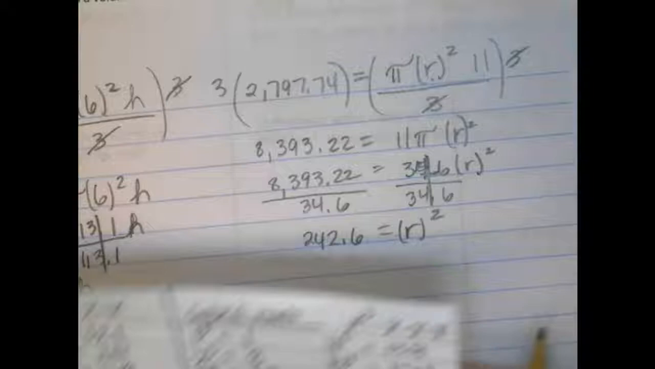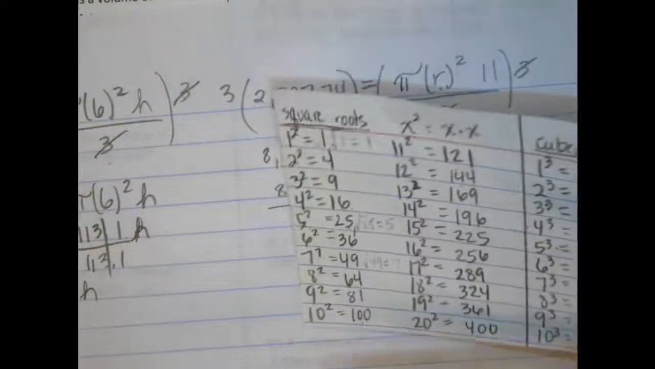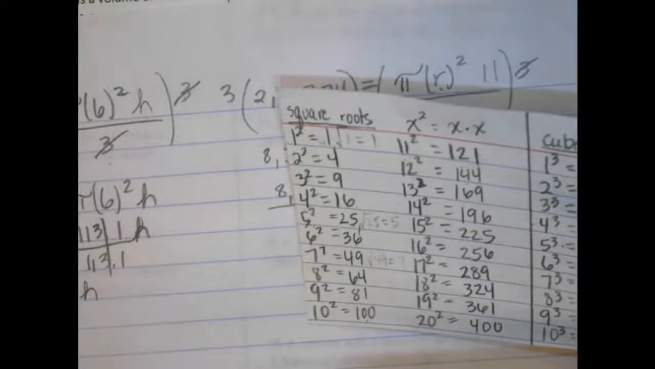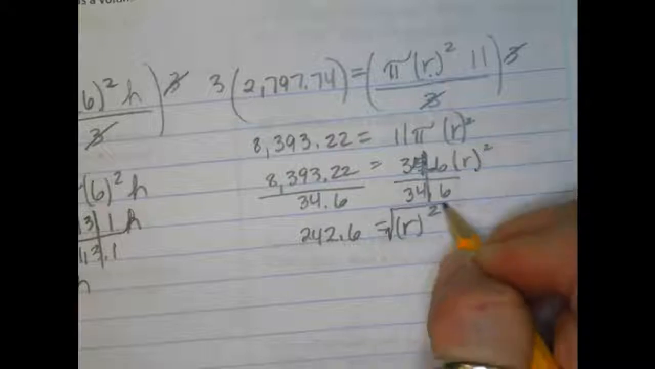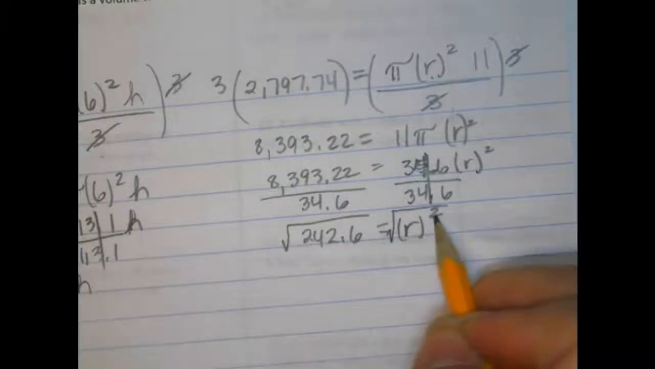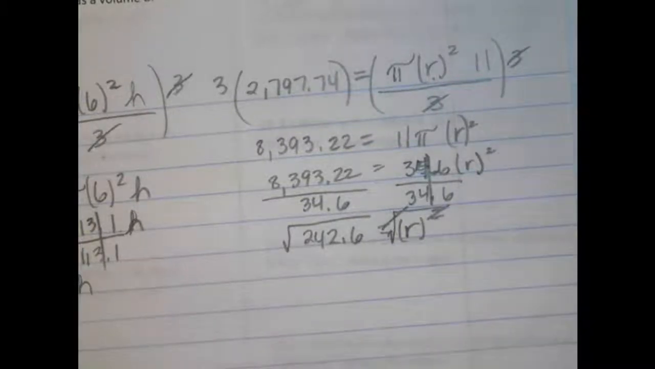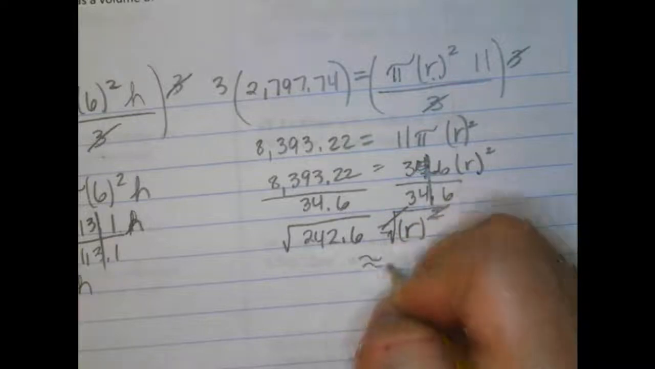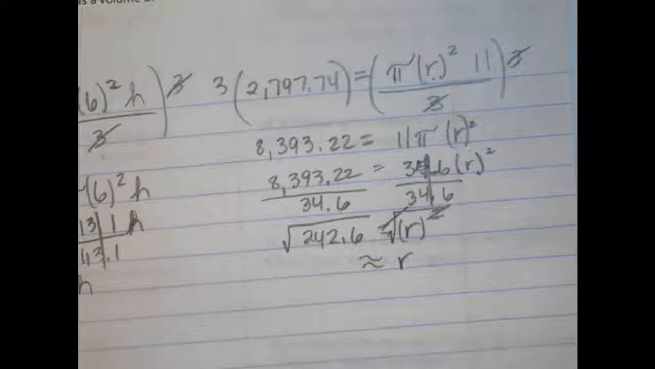Now I'm going to look at my square roots here. Is 242 a perfect square? No. So what I need to do to solve this is take that root. So I'm going to square root this and square root that. And don't forget, when you square root an exponent, that's a square, they cancel. So now I have R by itself, but I got to take the square root of this.